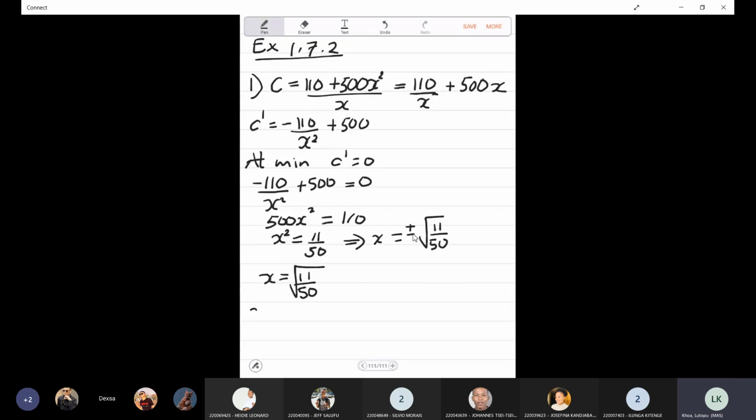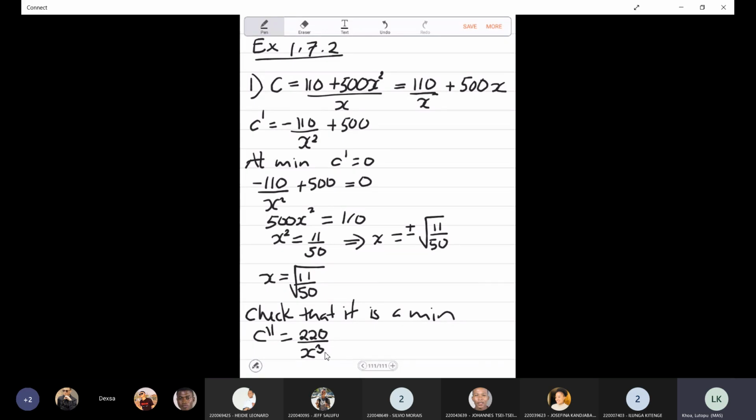So we want to check that it is a minimum. We use the second derivative. So C double prime, we just differentiate this one over here. So we have 220 over x cubed, and then we substitute this value there.